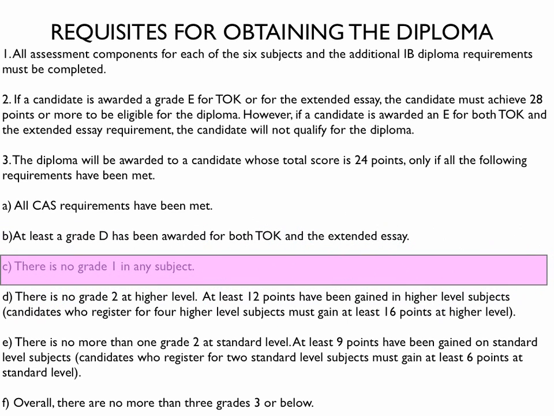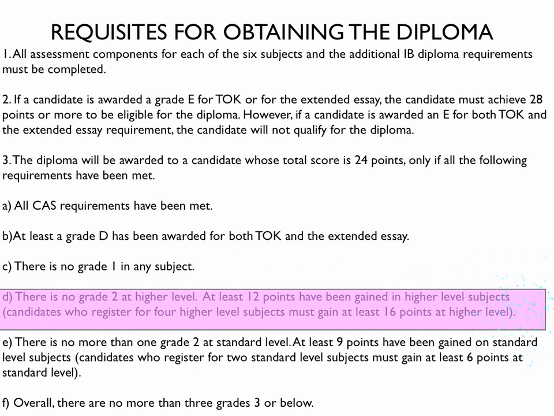Okay, letter C, there is no grade 1 in any subject. If you fail any of the subjects with a 1, then you're definitely not getting the diploma. Okay, you can get a 2, just not in a higher level subject. Okay, letter D, there is no grade 2 at higher level, and at least 12 points have been gained in higher level subjects. That means you have 3 subjects at higher level, you have to have a grade of 4, from 1 to 7, in English, Spanish, and either biology or physics. Okay, 12 points in your higher level subjects.